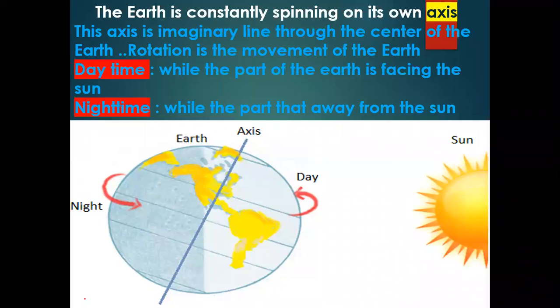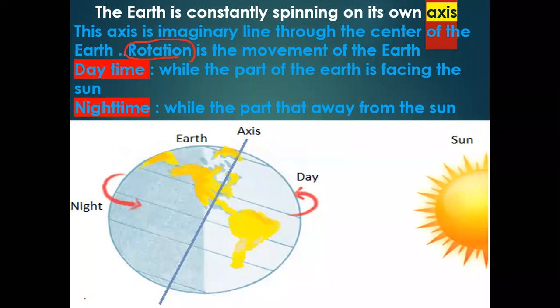Rotation is the movement of the earth. Again, if I asked you what is the meaning of rotation, your answer will be: rotation is the movement of the earth. Again. Here, the rotation. Rotation is the movement of the earth around its axis.